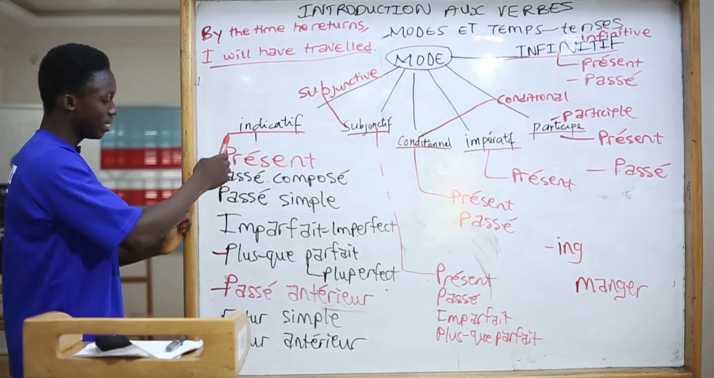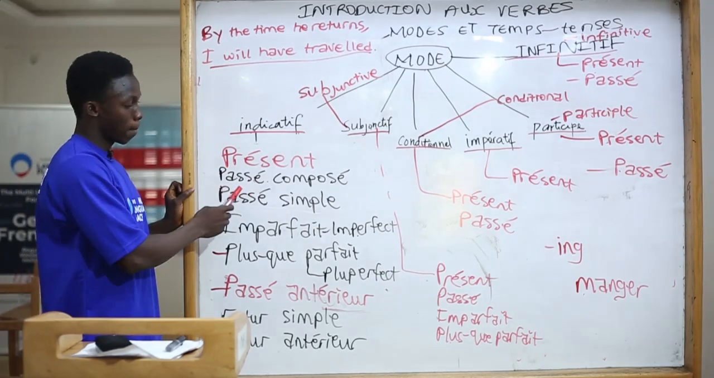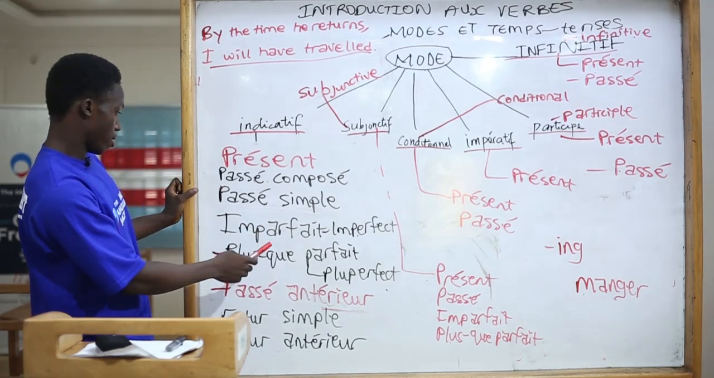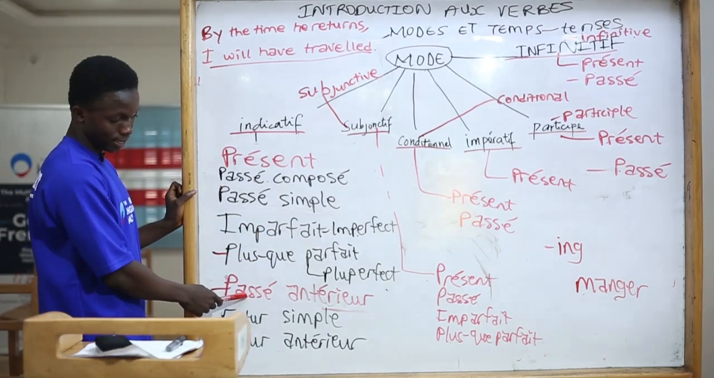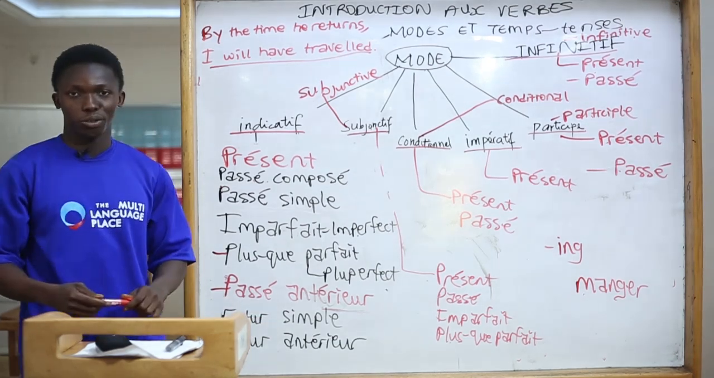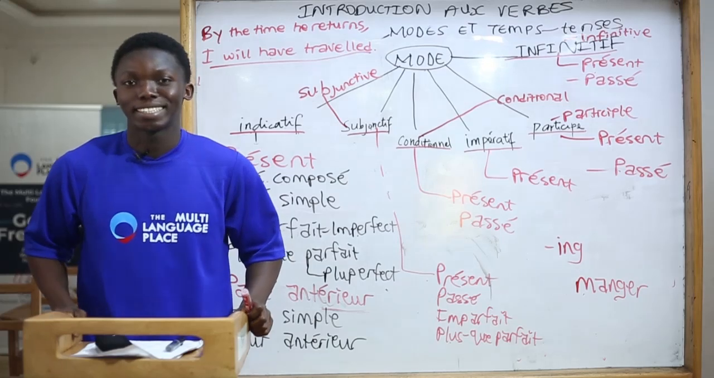Très bien. So these are the tenses under indicative: présent, passé composé, passé simple, imparfait, plus que parfait, passé antérieur, futur simple, futur antérieur. We will discuss more about these tenses in subsequent classes.